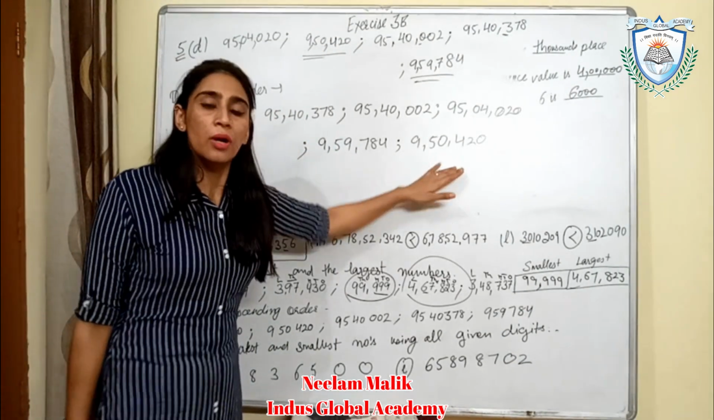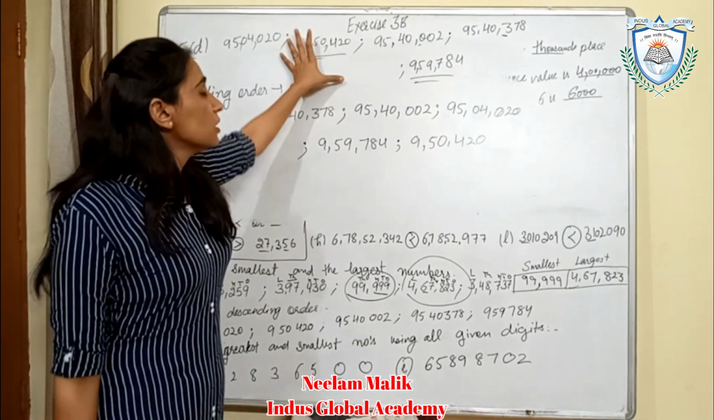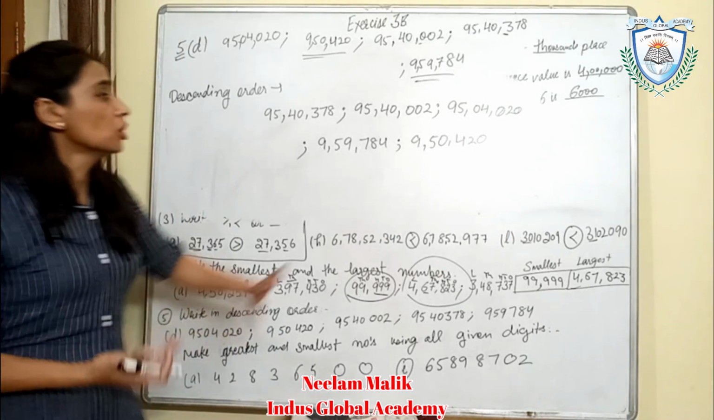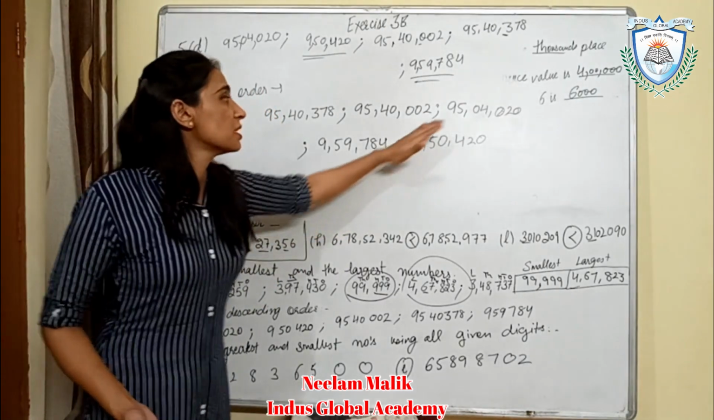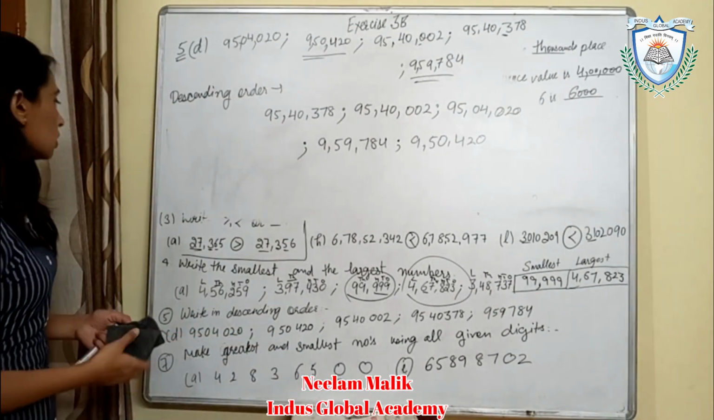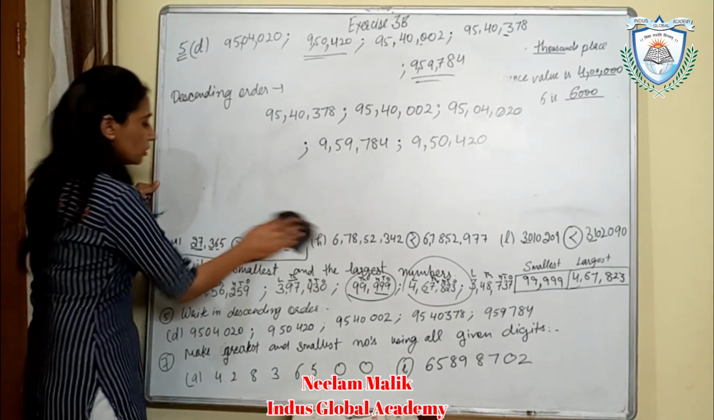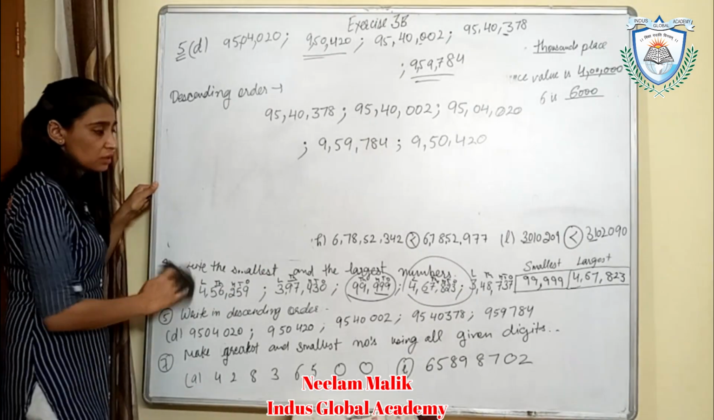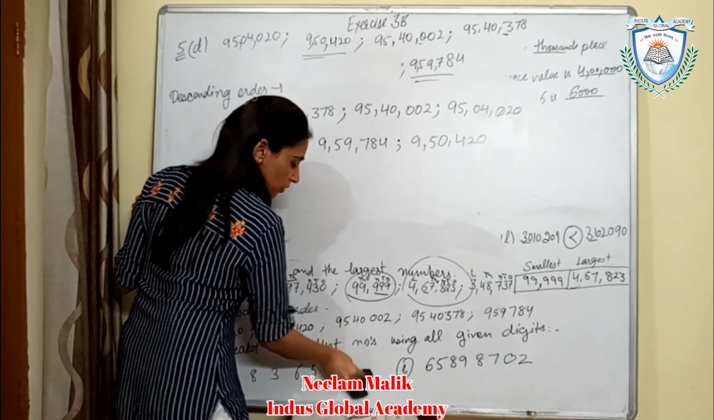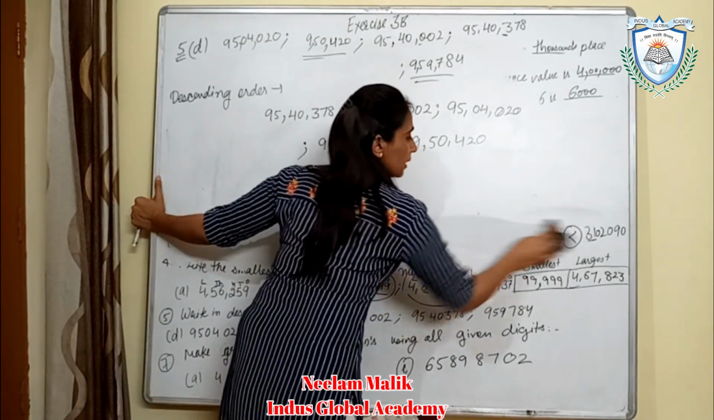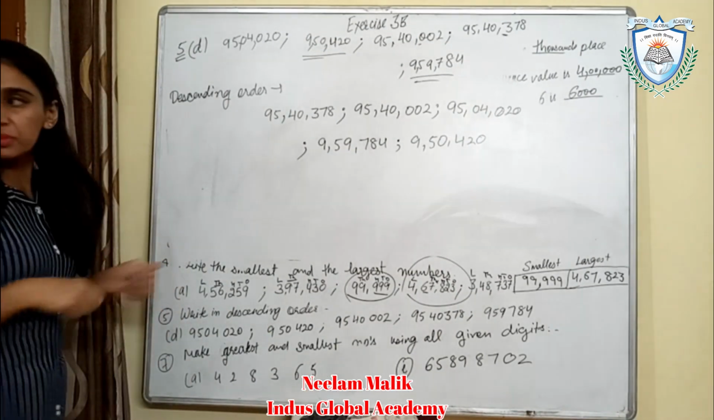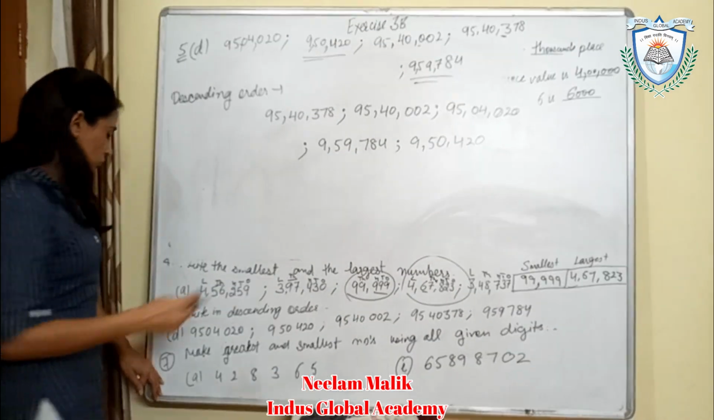Okay, if you have to write all these numbers in ascending order, ascending means increasing order, so you will start from this, then this, then this, and like this. Now we have to do question number 7. In question number 7, some digits are given to us and we have to form a greatest number and the smallest number from those digits. So question number 7.